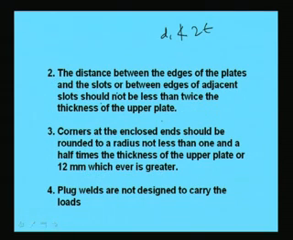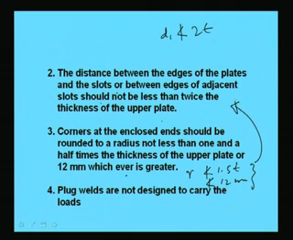Another thing is, corners at the enclosed ends should be rounded to a radius not less than 1.5 times the thickness of the upper plate or 12 mm, whichever is greater. That means R should not be less than 1.5T and should not be less than 12 mm. Earlier it was given as diameter, here we are telling R, that means D by 2. So minimum we have to make this, and we have to remember that plug welds are not designed to carry loads, only slot welds are designed to carry the loads.